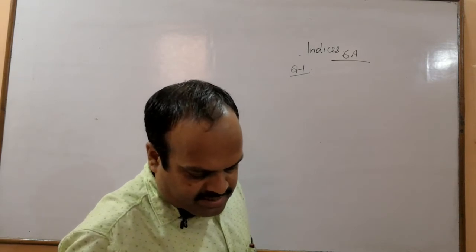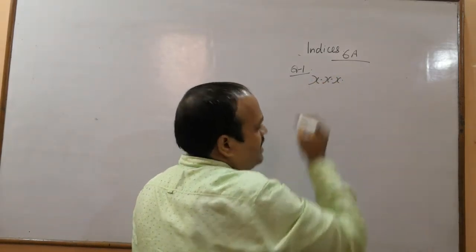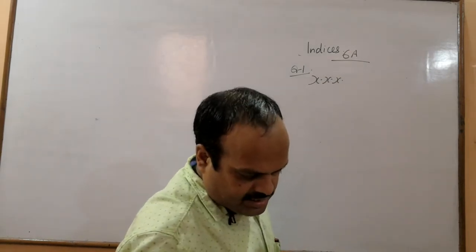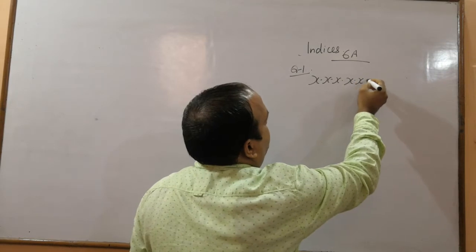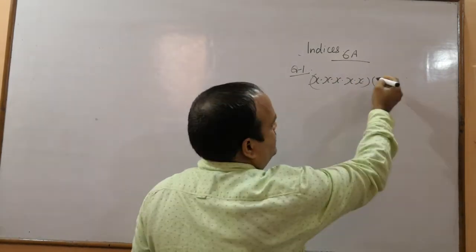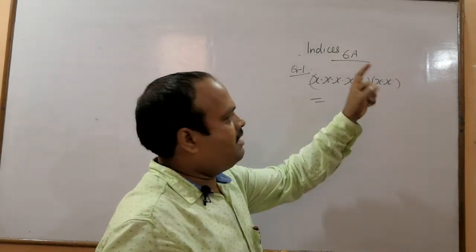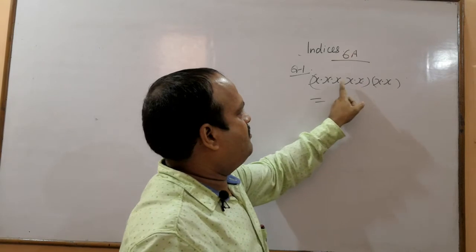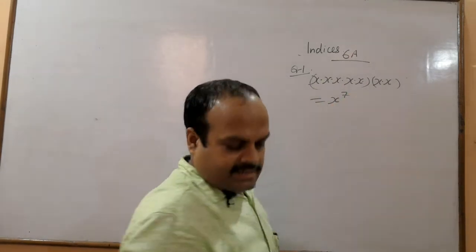We have x into x into x, how many times? 1, 2, 3, 4, 5, multiplied by x into x. What will the result be? Using the product law, we can say 1, 2, 3, 4, 5, 6, 7, x to the power 7.